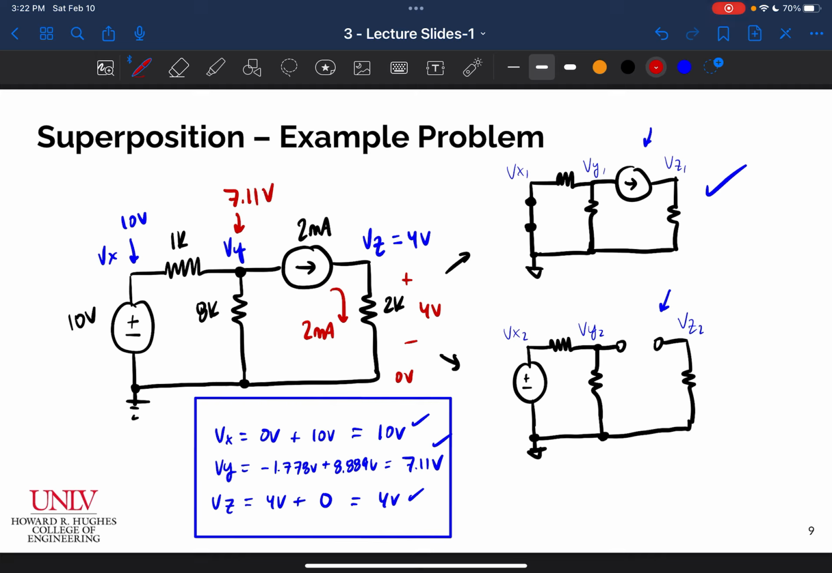So we are done with this problem. We solved it using superposition, and I hope that this all makes sense. Obviously, if we have any questions, feel free to ask. In the next video, we're going to move on to mesh analysis.